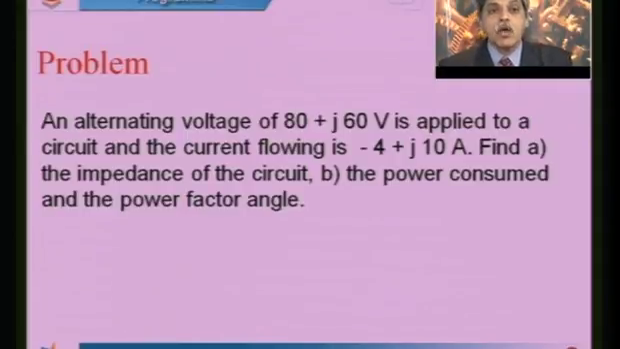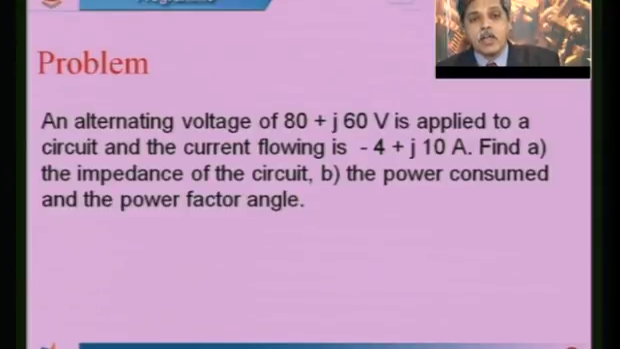Now, in solving this problem, we can convert this voltage and current, which are in the complex form, or what we call the rectangular form, into polar coordinates, where the voltage and current will be expressed in the form of a vector with magnitude and a phase angle with respect to the reference quantity. Here in this problem the reference quantity is not mentioned, but I will be taking the horizontal axis, or x axis, as the reference quantity.